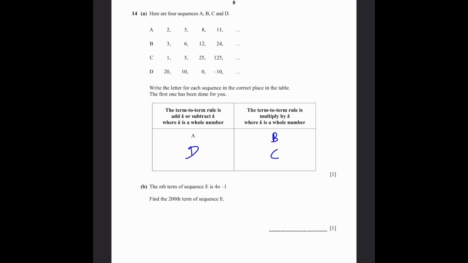B, then term of sequence E is 4n minus 1. Find the 200th term of sequence E. That means that n is equal to 200. So 4n minus 1 will just be substituted in. And 4 into 200 minus 1. 800 minus 1 is 799.